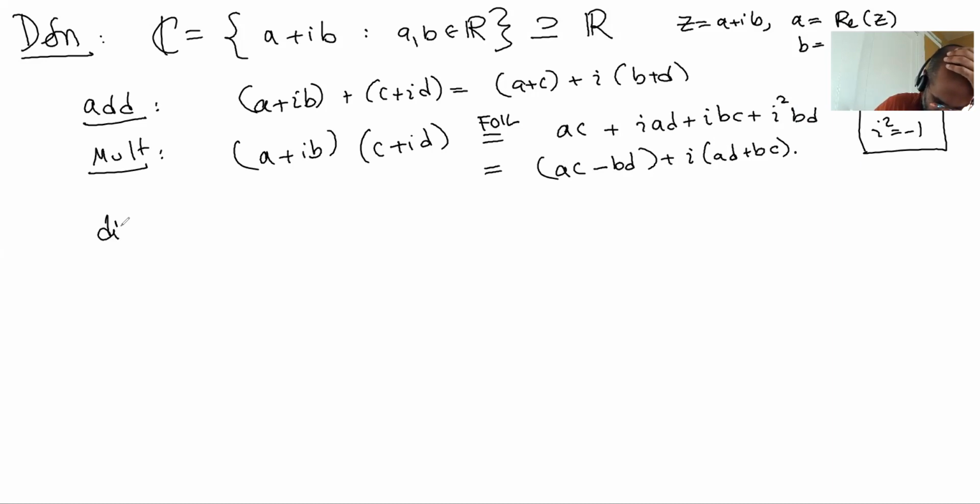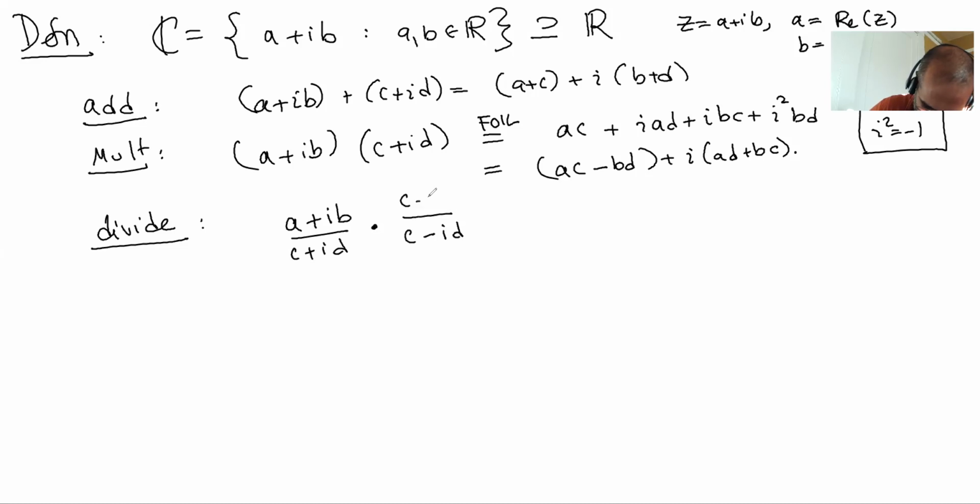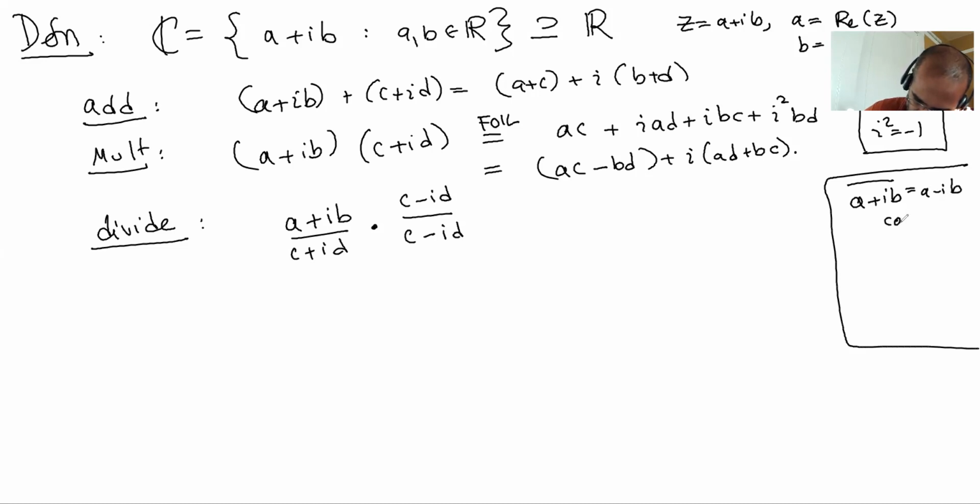And then you can even divide them. The way to divide them is if you have a plus ib and c plus id not equal to 0, the way to reduce it to multiplication is you can multiply and divide by c minus id. So this is an important operation called the conjugate. So the conjugate of a plus ib is a minus ib. And you have the important property, if you do this multiplication, that when you multiply a number by its conjugate, the product has no imaginary part.